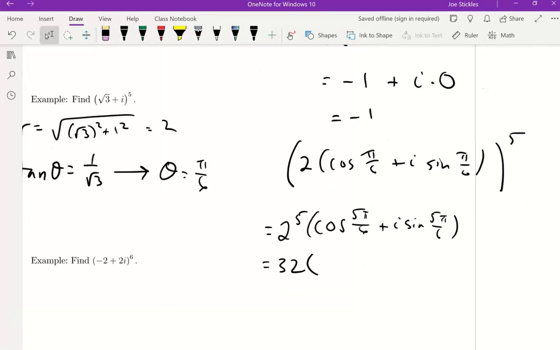2 to the 5th is 32. Cosine of 5 pi over 6 is negative root 3 over 2. Sine of 5 pi over 6 is positive 1/2. If you distribute the 32 through, you'll get negative 16 root 3 plus 16i.